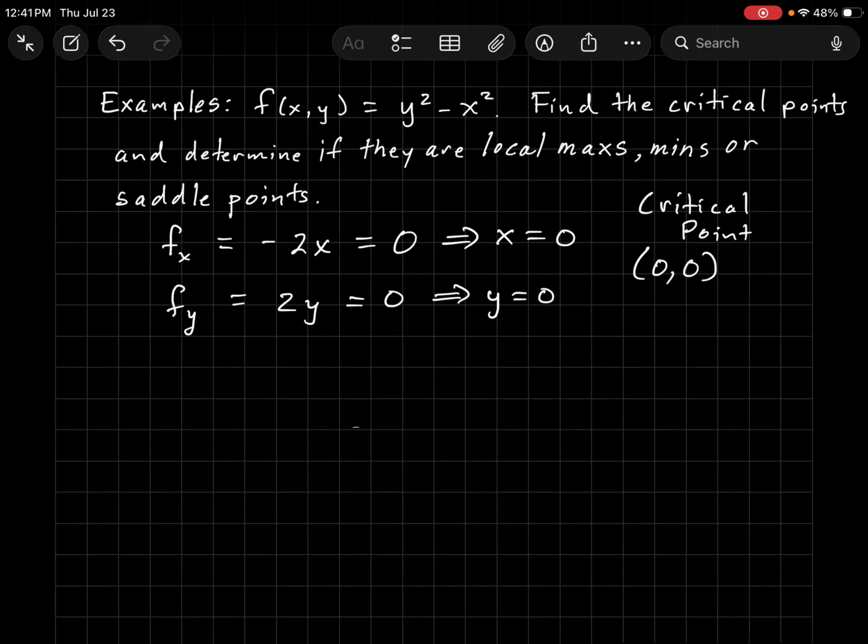But now we need to look at our second partials. So let's do fxx. So partial with respect to x, then x again, that gives us negative 2.